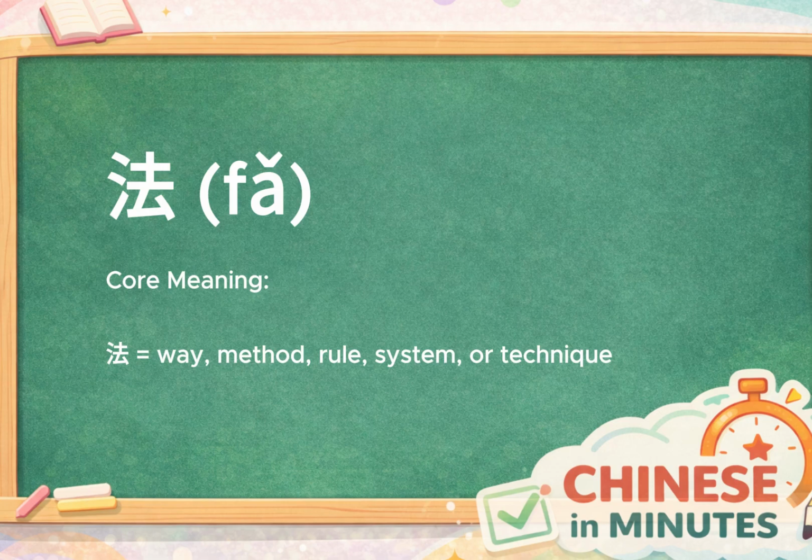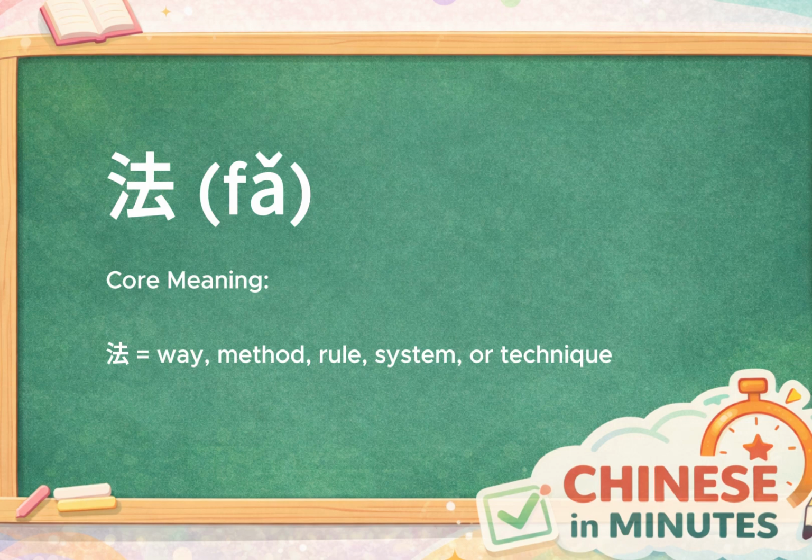Today, we're going to learn the Chinese character fa and 10 common words that contain it. The basic idea behind fa is a way, method, rule, or system. You'll see it in everyday words like fang fa, meaning method or way, and ban fa, meaning a way to solve a problem. But you'll also find it in words like fa lu, law, yu fa, grammar, and shu fa, calligraphy.